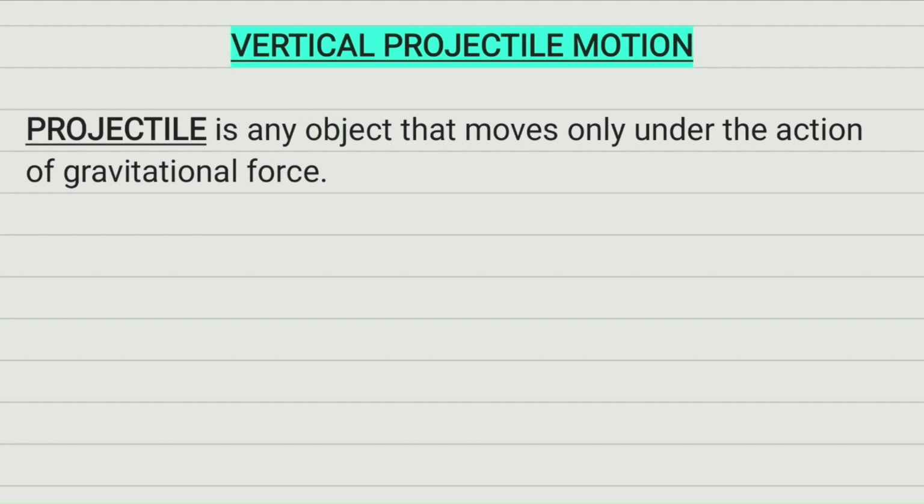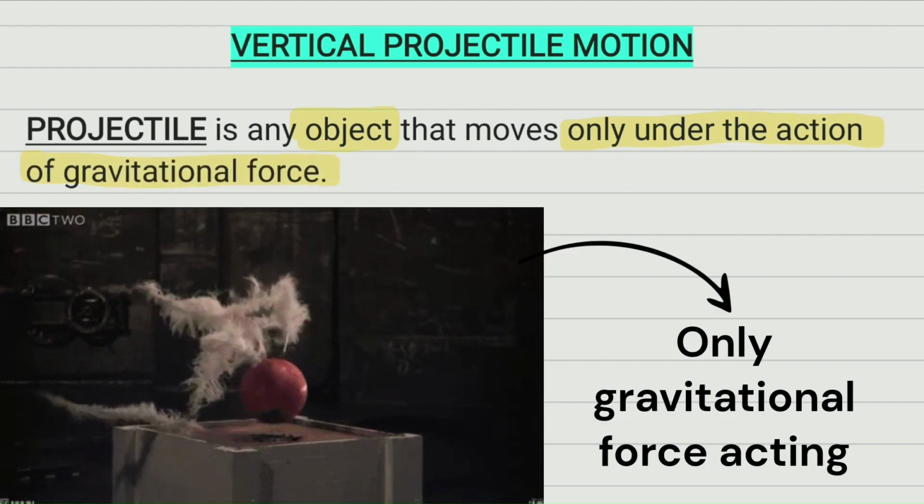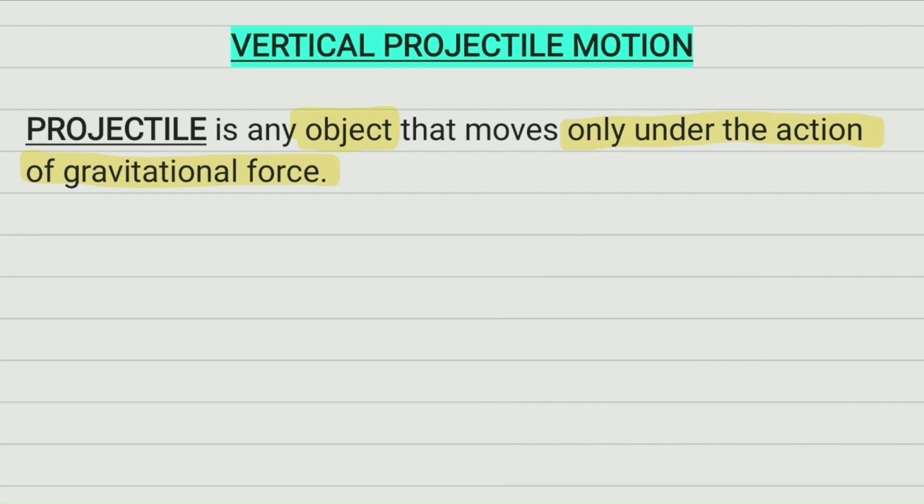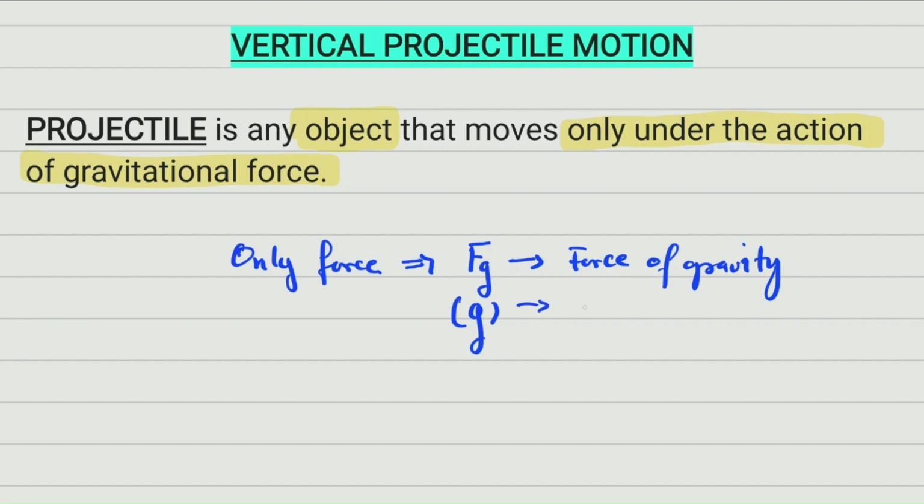Now projectile is any object, and the word object is important, that moves only under the action of gravitational force. So this object must be moving. Now this object is moving, and the only force acting on that object is going to be the gravitational force, the force of gravity, and therefore the only acceleration of the object is going to be the acceleration due to gravity. This is important to know. The object is going to move only under the influence of gravitational force, and therefore the object is going to be moving with an acceleration due to gravity, which is g.